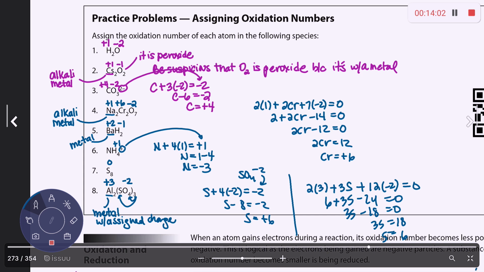Okay, so that's oxidation numbers, yes. Just clarifying. Yeah. So for metals with assigned charges, we can just put the charge. Exactly.